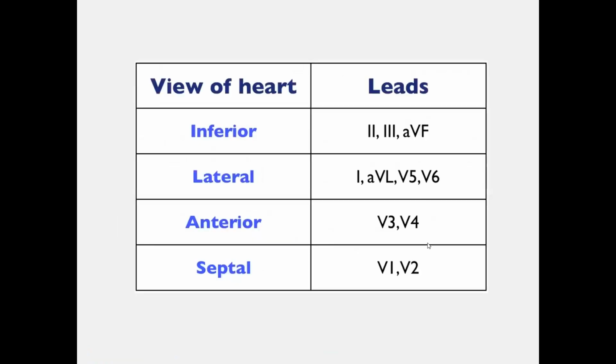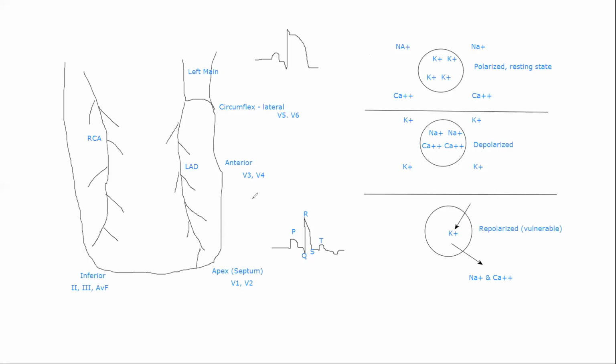So last week, I believe it was, we talked about MIs. And we said that different leads look at different parts of the heart. And so I'm going to go back to this picture that I also went over with you when we talked about MIs. So the right coronary artery feeds the inferior portion of the heart, and the inferior portion of the heart is read by leads 2, 3, and AVF.